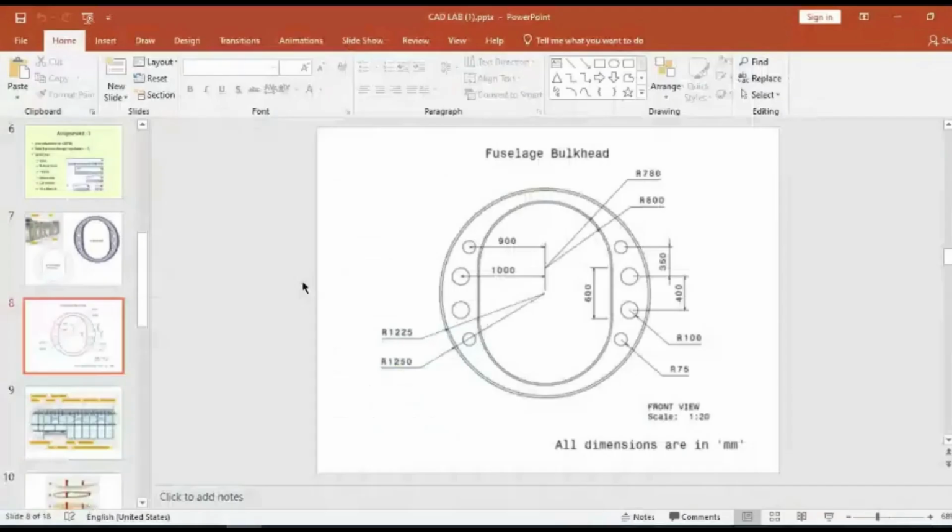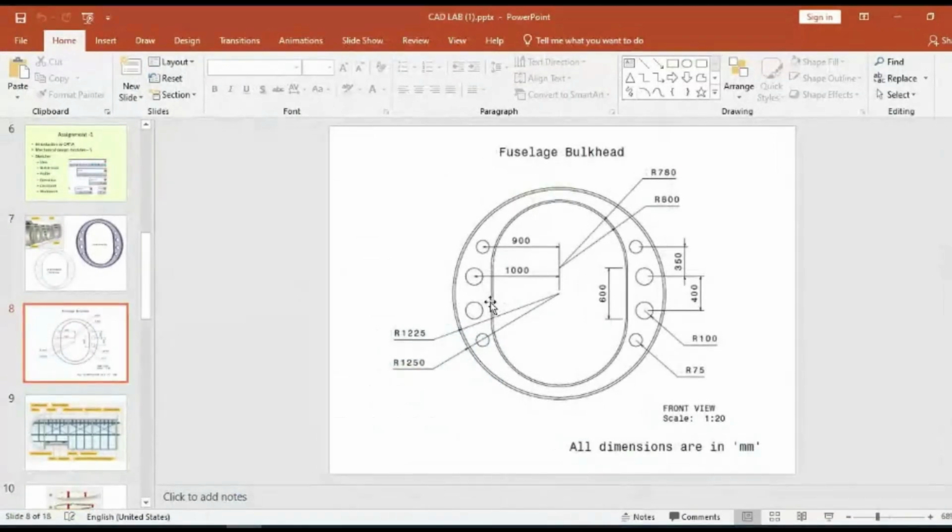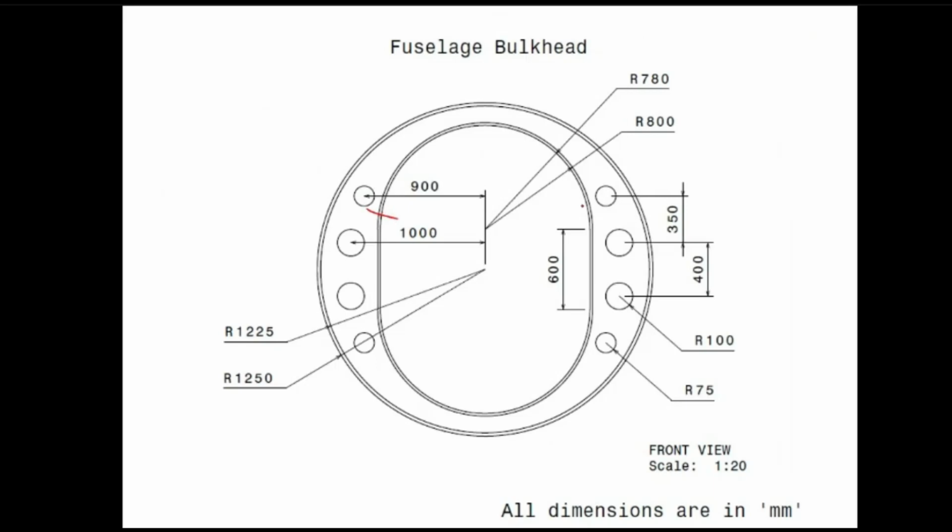Then we have to draw these two elongated holes. Any idea how to draw that? You see, from here to here, it is a semicircle. Then from here to here, it is a straight line of 600 mm. Then again here, it is a semicircle. So here semicircle, here semicircle, here two lines. Any idea how to draw this profile? So this is 600 and radius is 800.